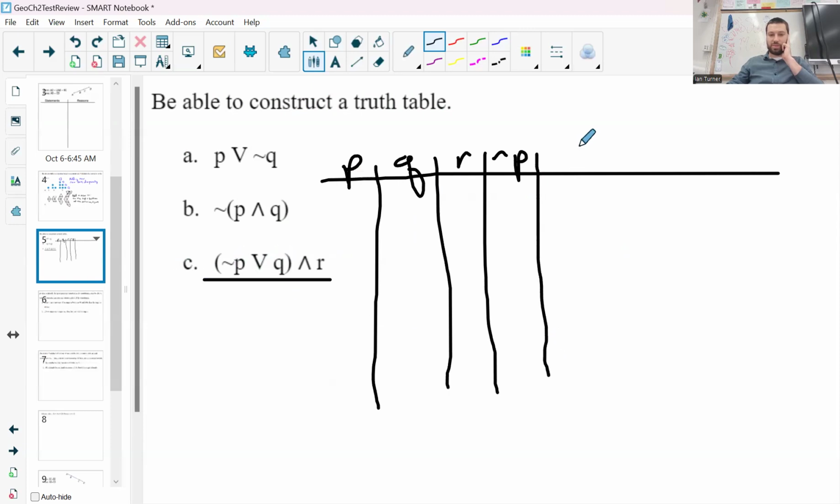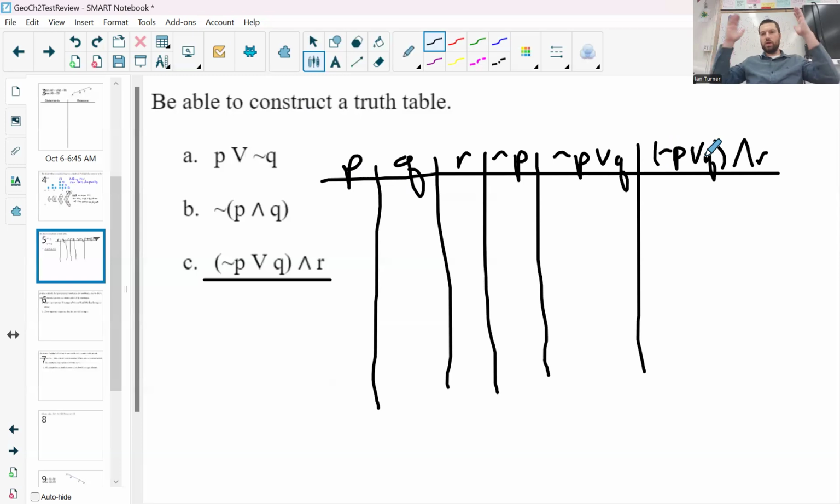And then we're going to do what's in the parentheses, which is not P or Q. And then our last one is just the whole thing, which is not P or Q in the parentheses, and R. Remember the V is an or. This guy is an or. And the caret over here is an and.